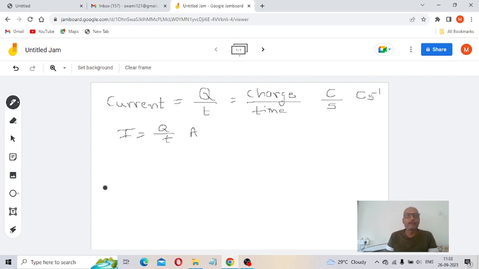Second important point, current is a scalar quantity, not a vector quantity. Note down that current is a scalar quantity, not a vector quantity, though we also treat it as positive or negative according to sense. That is, according to the direction of flow of charge, we can treat current as positive or negative.